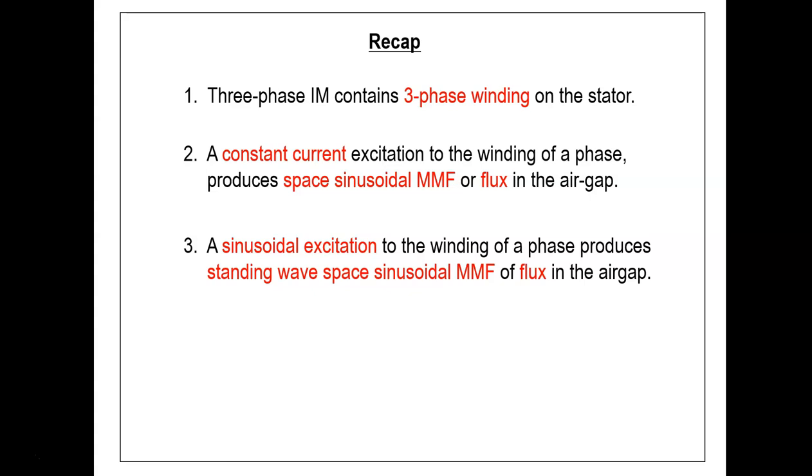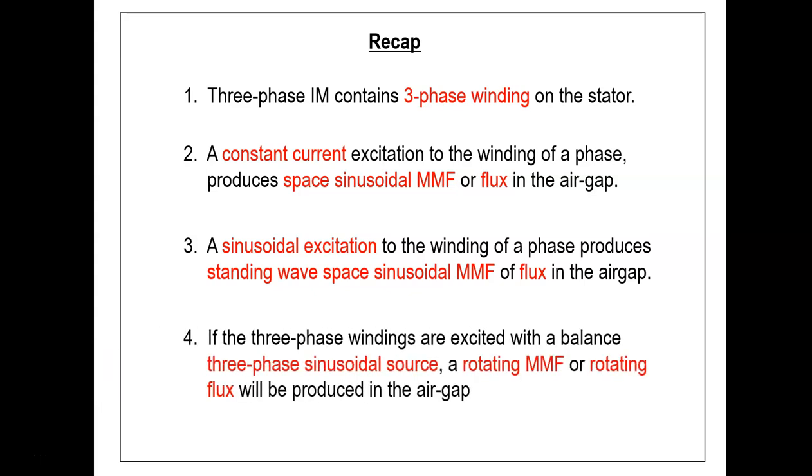On the other hand, if a sinusoidal excitation to any of the phase A, phase B or phase C is applied, a standing wave space sinusoidal MMF or flux will be produced in the air gap. And finally, we've seen that if the three-phase windings A, B, C are excited by a balanced three-phase sinusoidal source, then a rotating MMF or a rotating flux will be produced in the air gap. And we have seen these animations in the previous lecture.